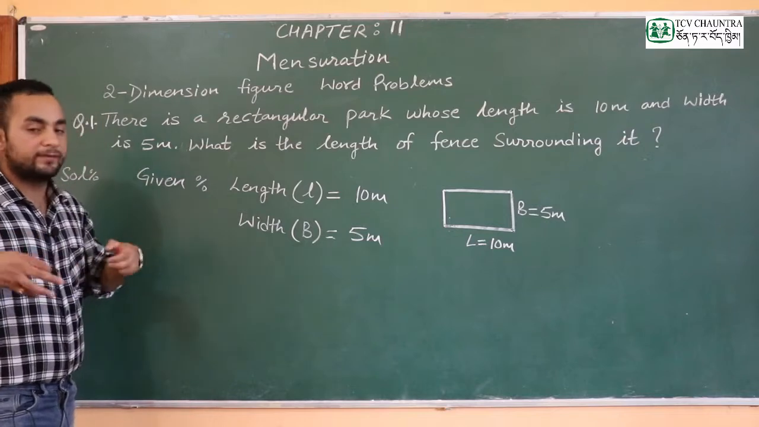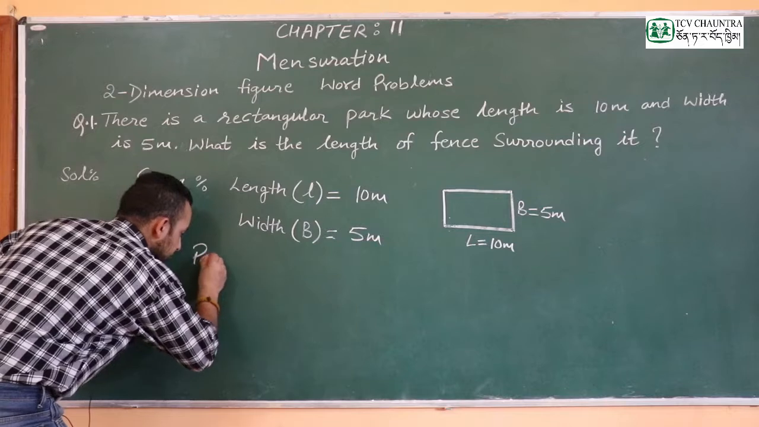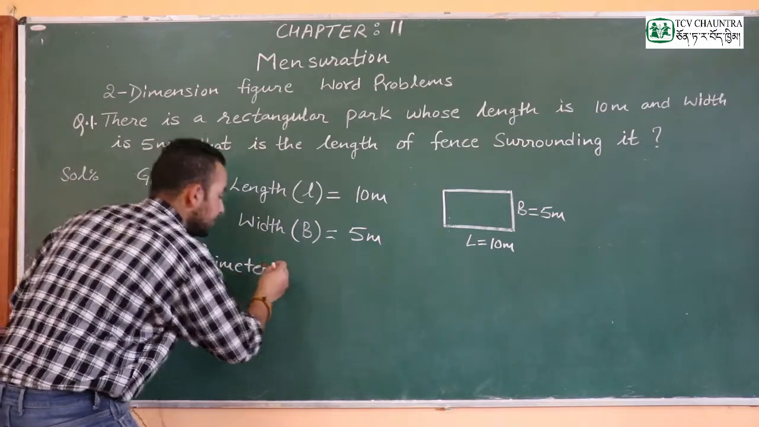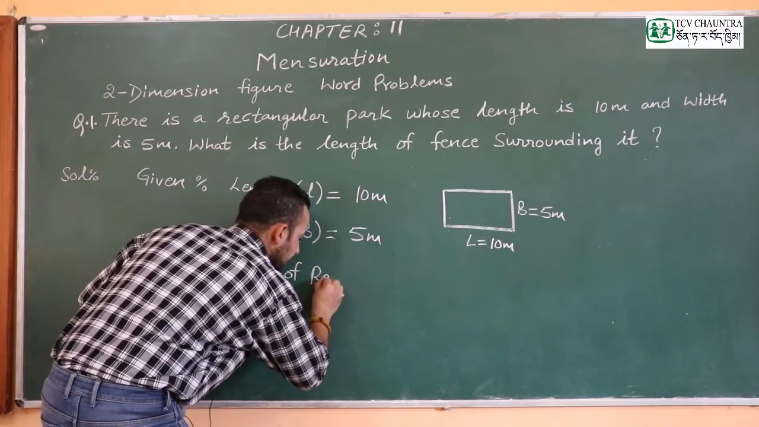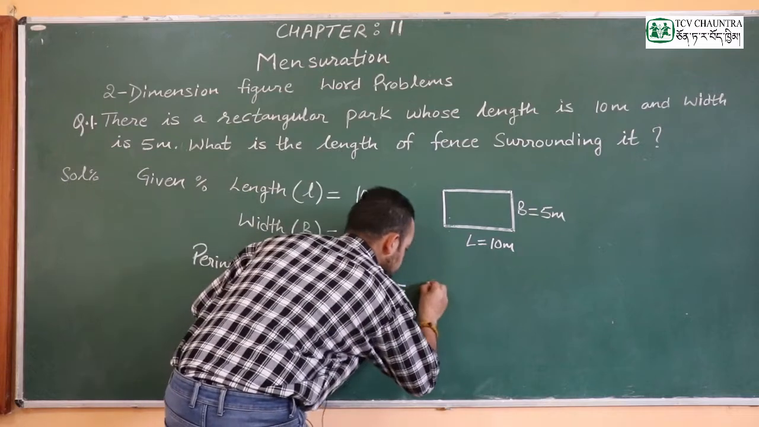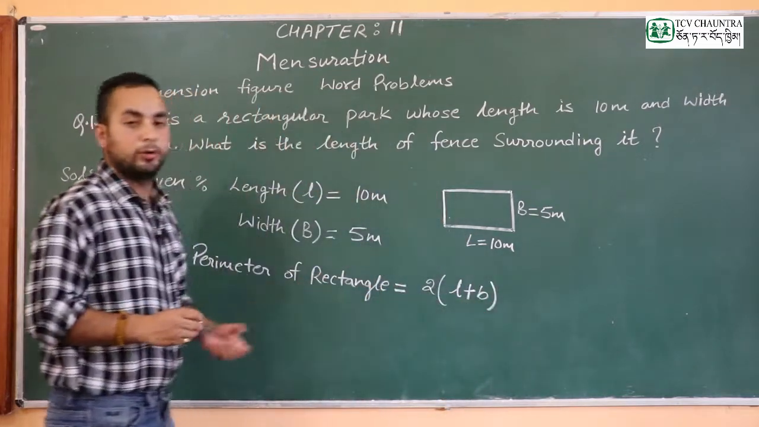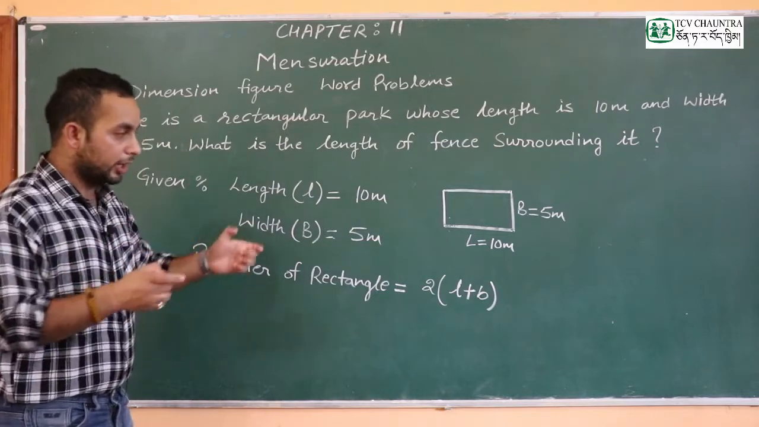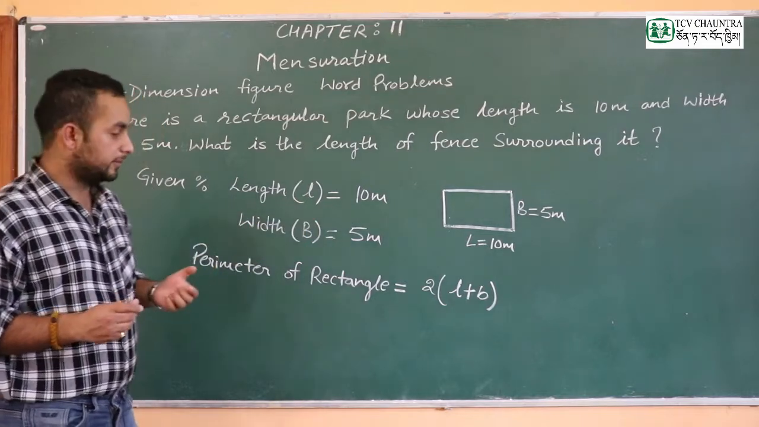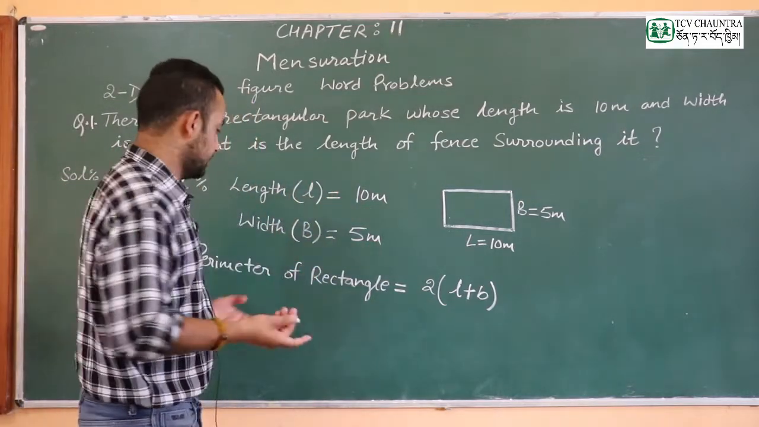Fence means we are talking about the perimeter of that figure. So, the perimeter of a rectangle. The formula for the perimeter of a rectangle is 2 times (length plus breadth). Now the length is given, that is 10 meters, and the width is given, that is 5 meters. So directly you substitute these two values in this formula and you will get the answer.